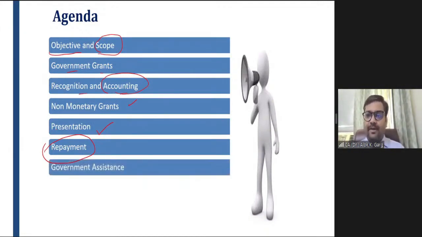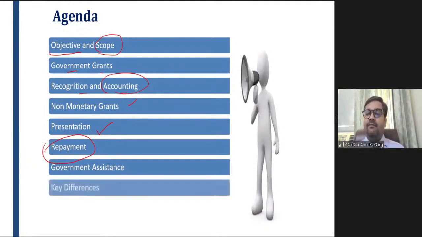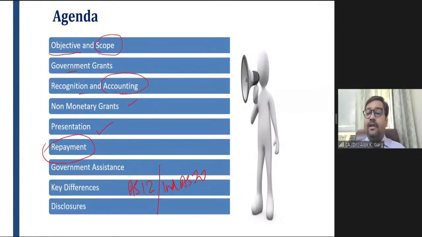Then we will discuss government assistance, and so far we have discussed what is meant by government assistance. And we are going to discuss the difference between AS 12, the old accounting standard which you are well versed with, and Ind AS 20. Then we are going to discuss some disclosures.